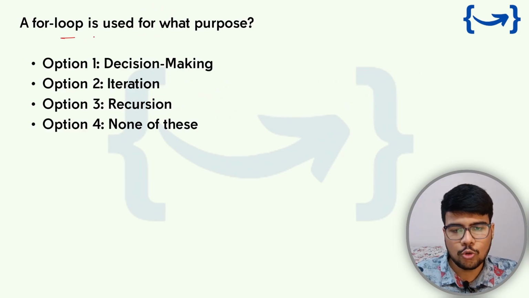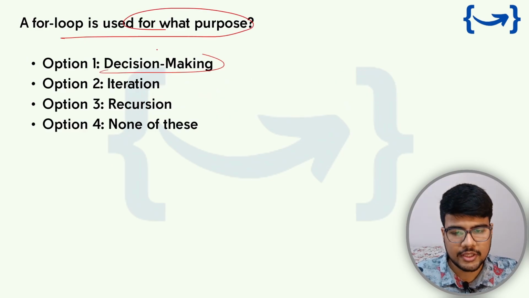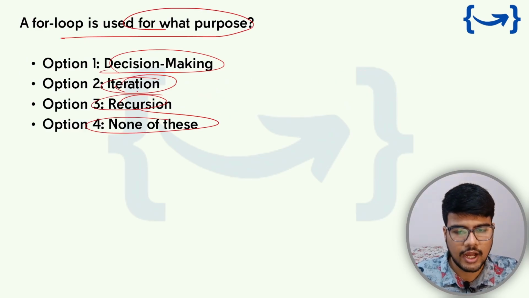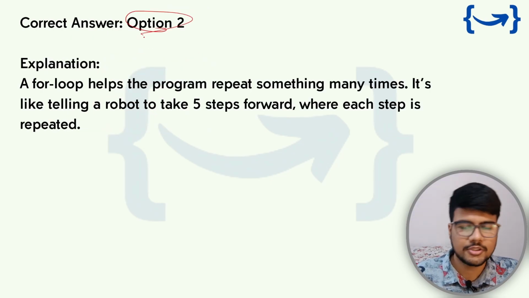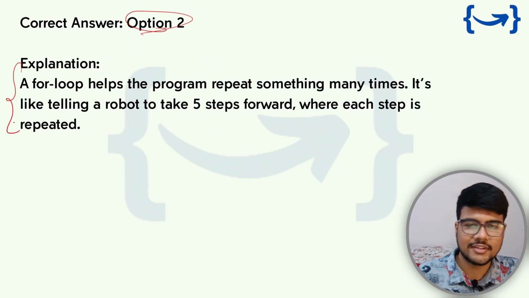Okay. So a for loop is used for what purpose? Decision making, iteration, recursion, none of these? Iteration. So yeah, iteration is the right option, and I don't think it requires any further definitions.